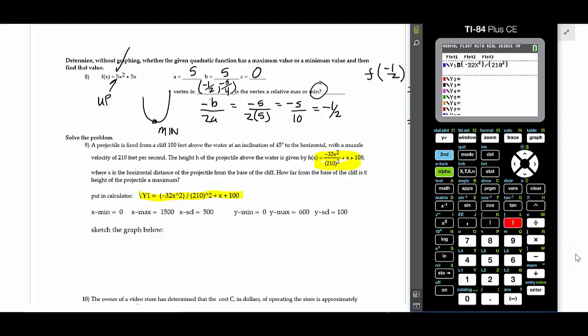And then I have what? I have a plus x. And then I have a plus 100. That 100 is the initial height of the object.